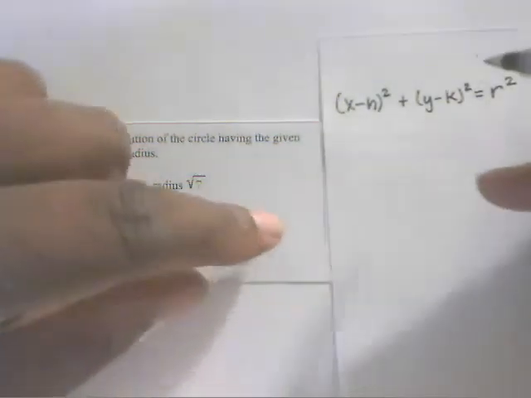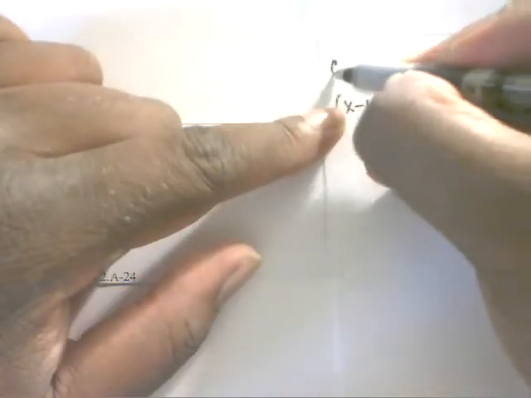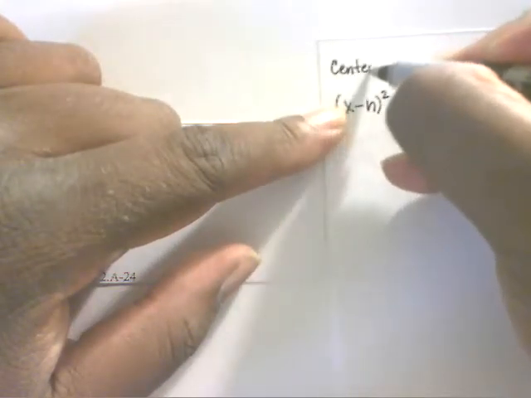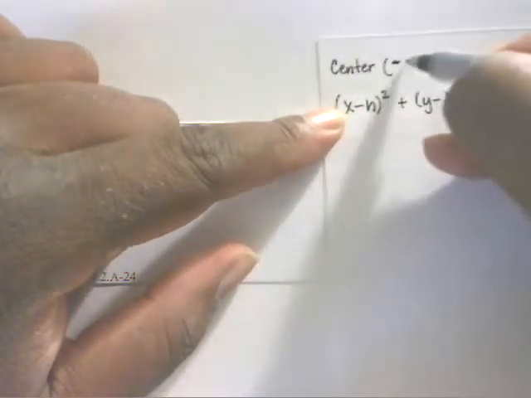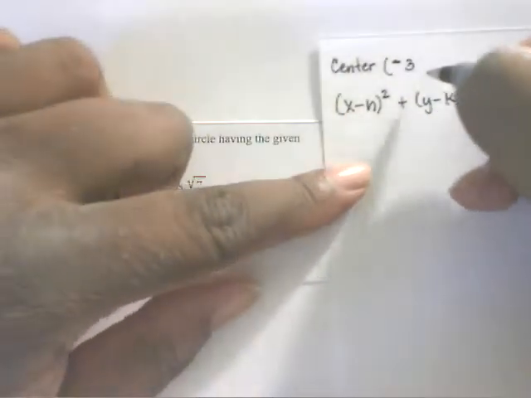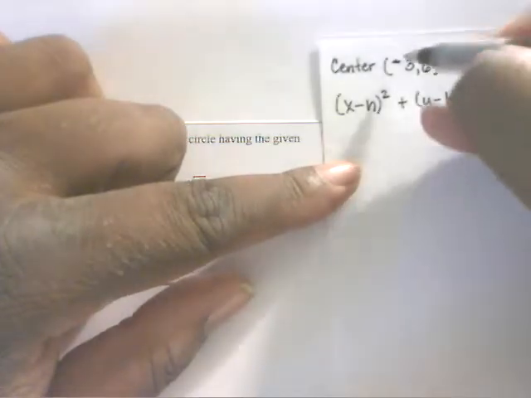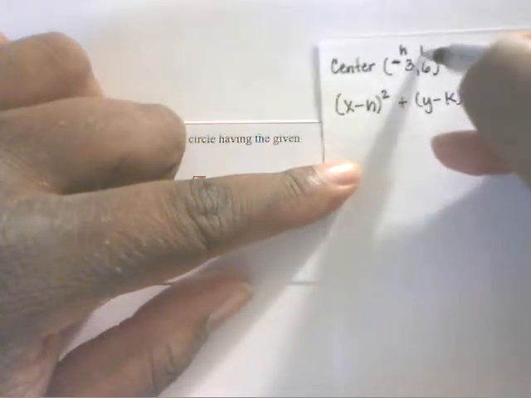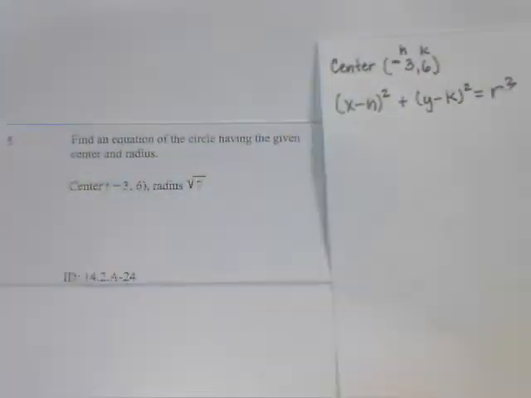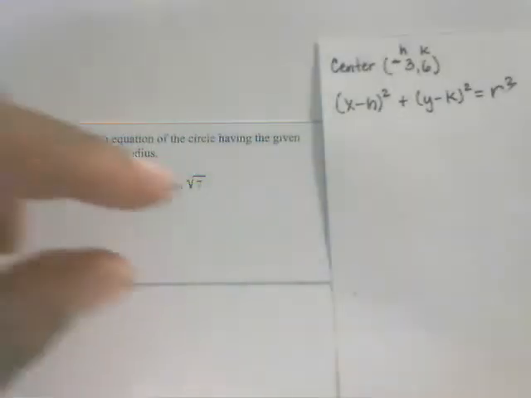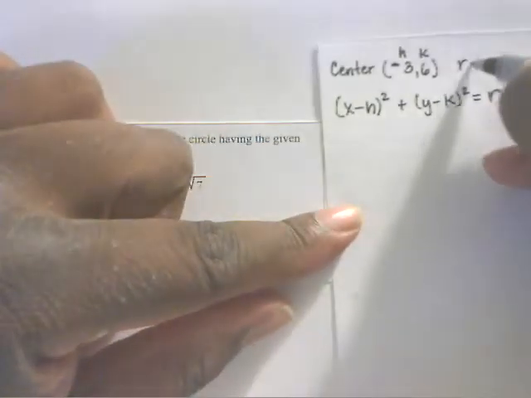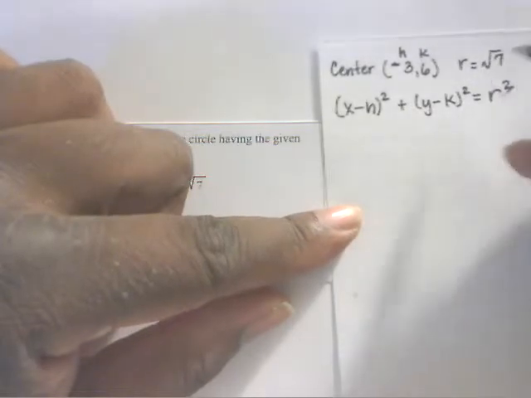And in this case here, the center is -3, 6, which means h is -3 and k is 6. The center of the circle is always in the ordered pair h, k. H is your x coordinate, k is your y coordinate. And the radius, and I'm just going to say r, is the square root of 7.